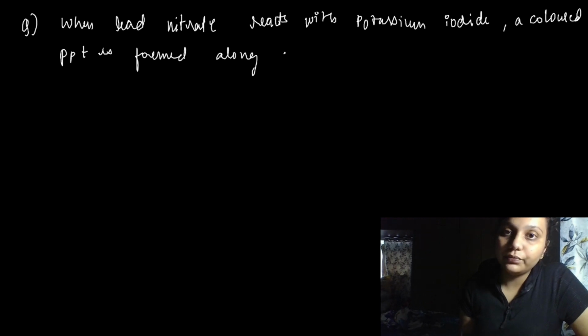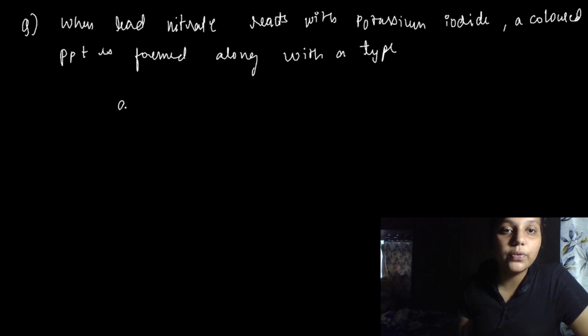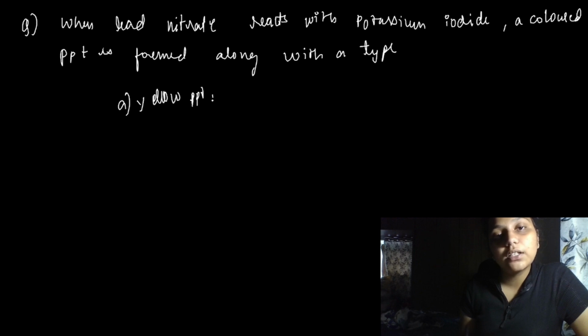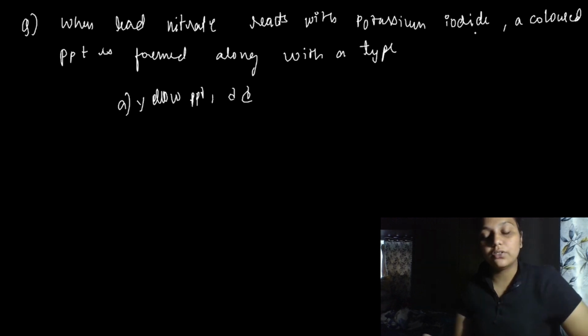along with the type. What is the type of the chemical reaction which is undergoing? It is double displacement. It's very easy, right? The option you have to select is yellow precipitate and double displacement reaction. This is very important and very easy also.